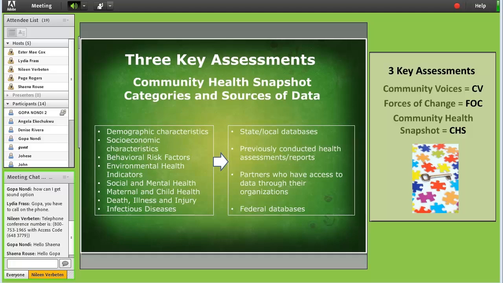In terms of what kinds of data to collect and where to find it, on the left side here I've listed several categories.